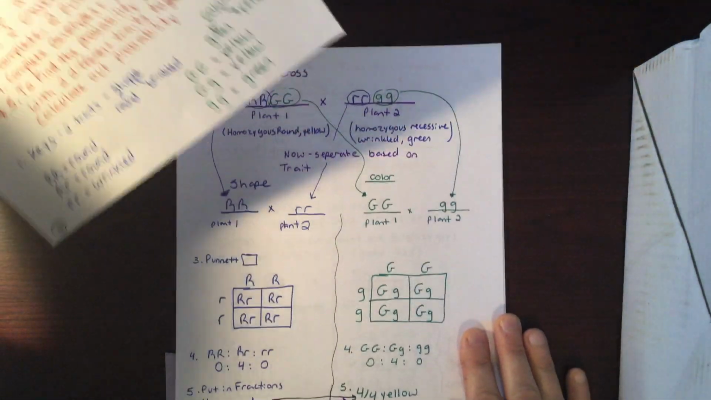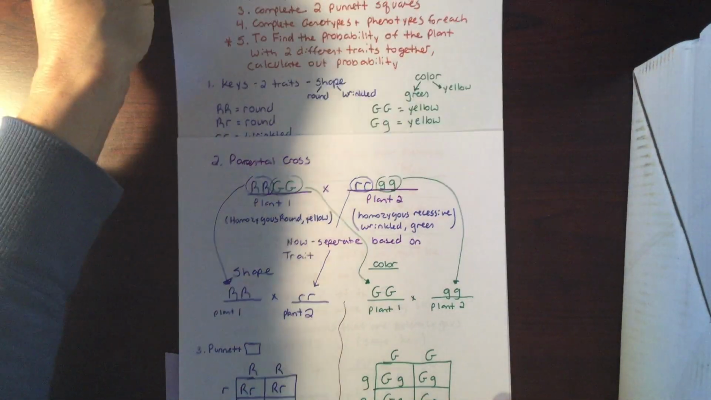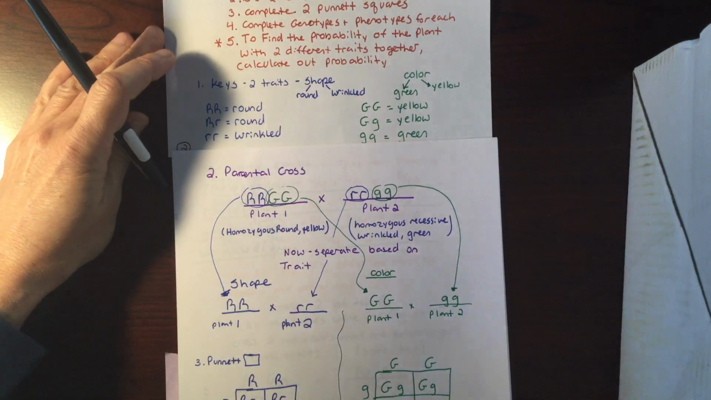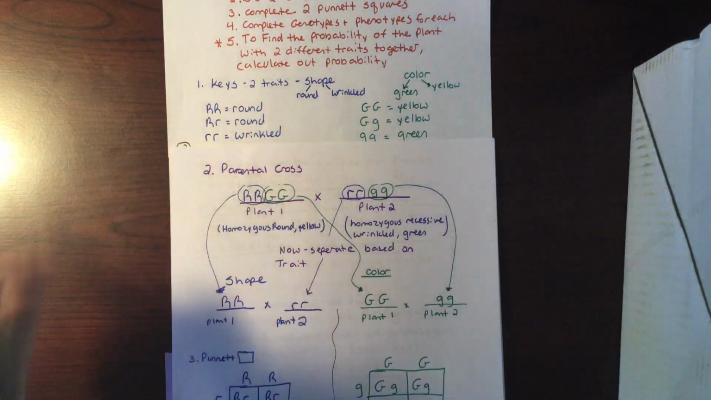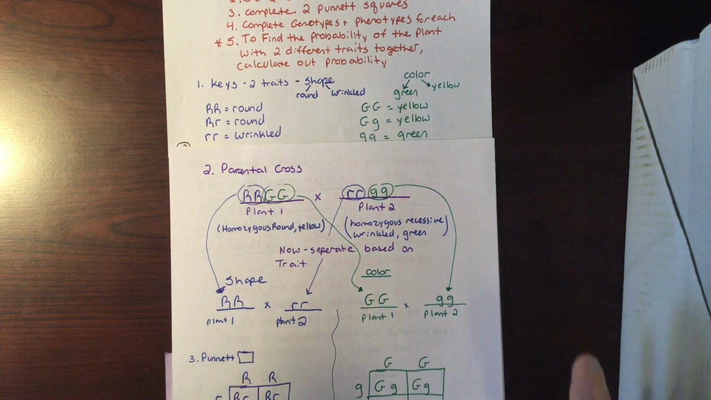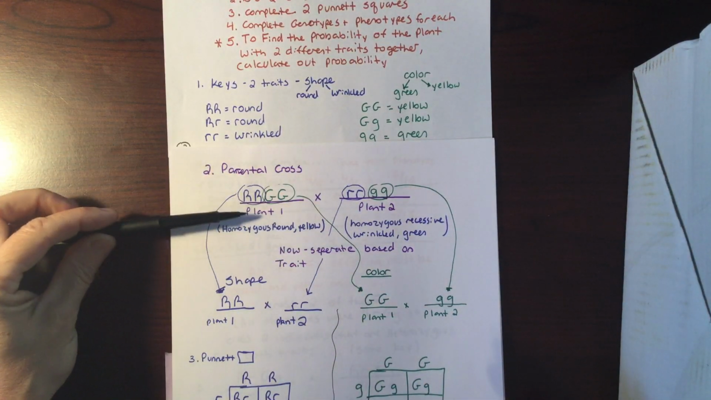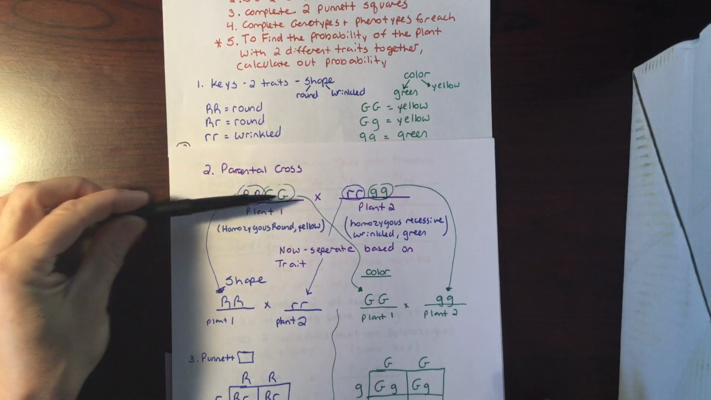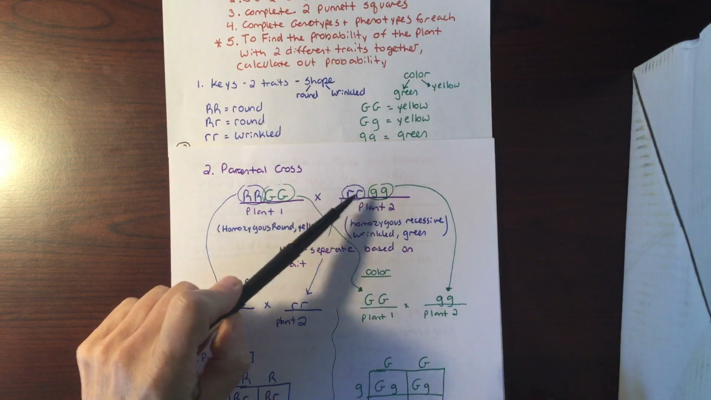So when we look at the next page, we then need to do our parental cross. I'm going to stack this here together. Hopefully it comes up a little bit. Okay. So going back and looking at my parents, I'm going to do a giant parental cross here. So here's plant 1 for both shape and color. Here's plant 2 for both shape and color.